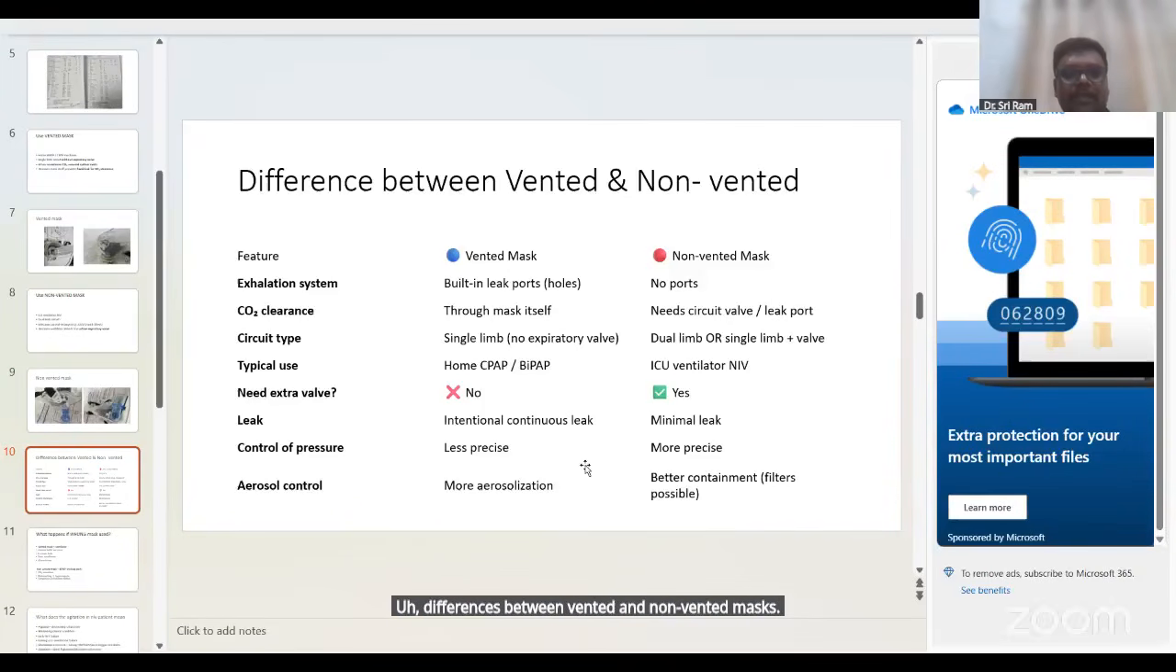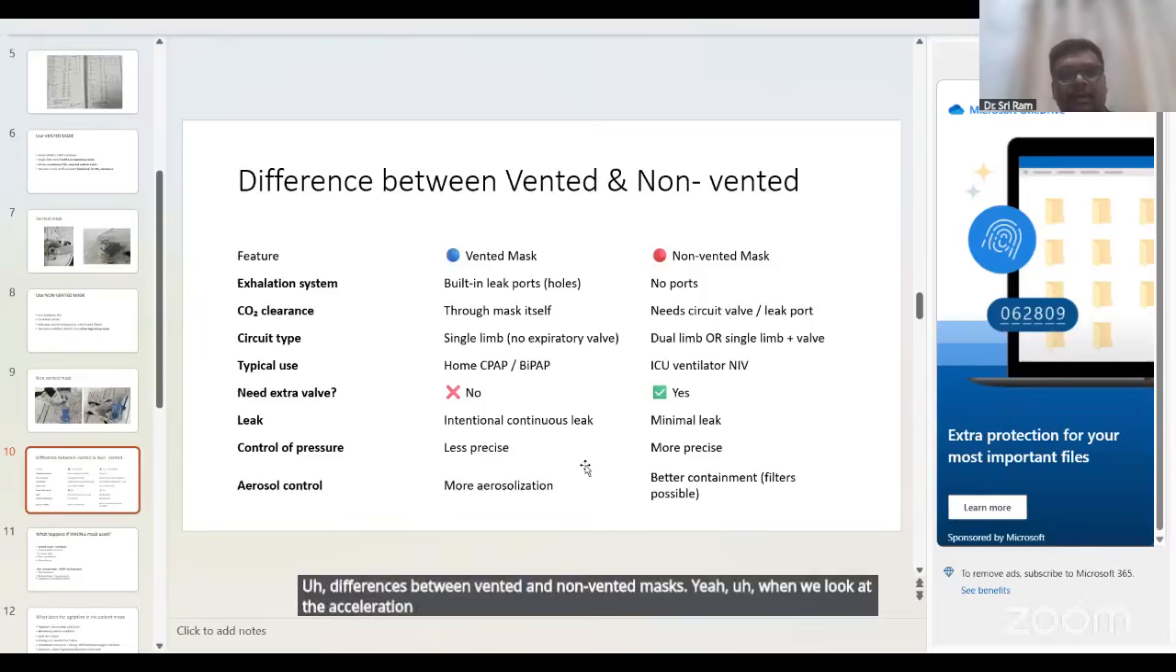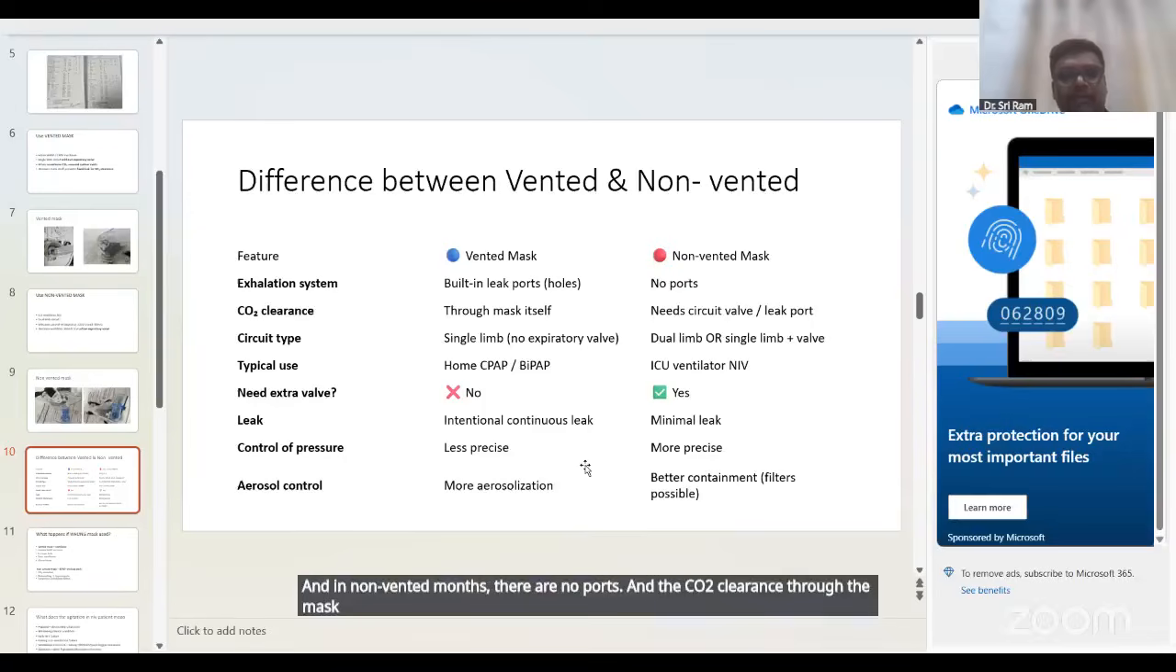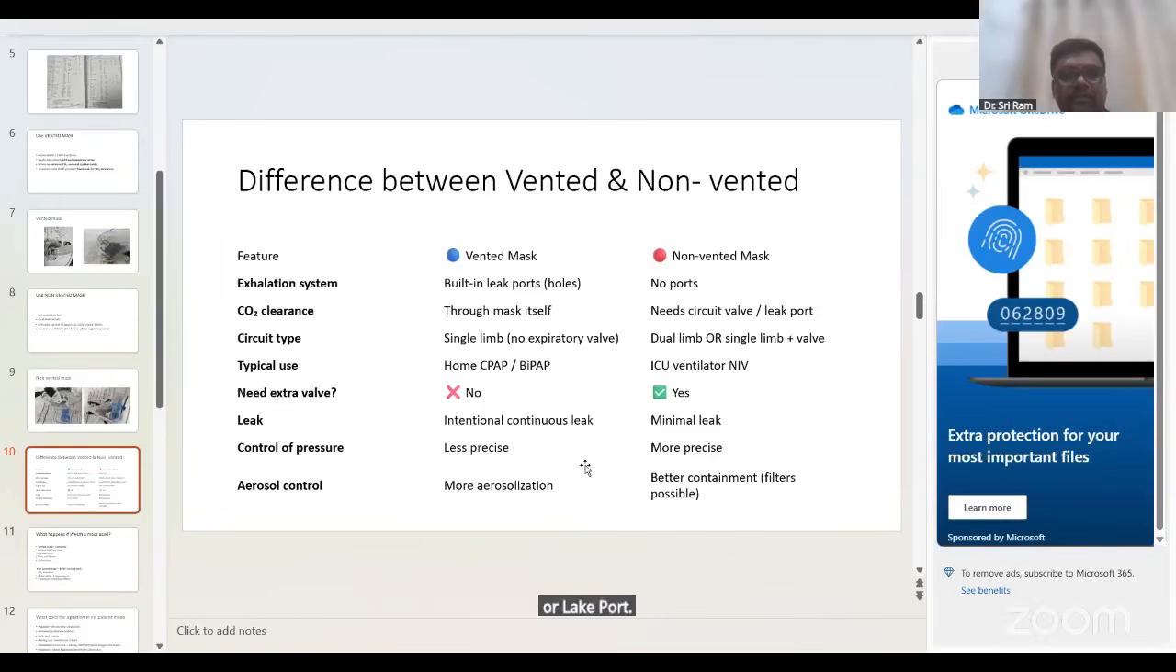Differences between vented and non-vented masks. Okay, when we look at the exhalation system, there are built-in leak ports, the 4 holes we can see in the vented mask, and in the non-vented mask there are no ports. In the vented mask, CO2 gets cleared through the mask itself, and in the non-vented mask, it needs a circuit valve or leak port. In the vented mask, we use a single limb circuit. In the non-vented mask, we use a dual limb or a single limb plus valve.